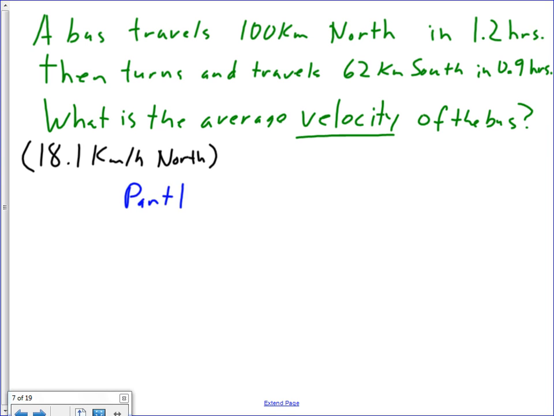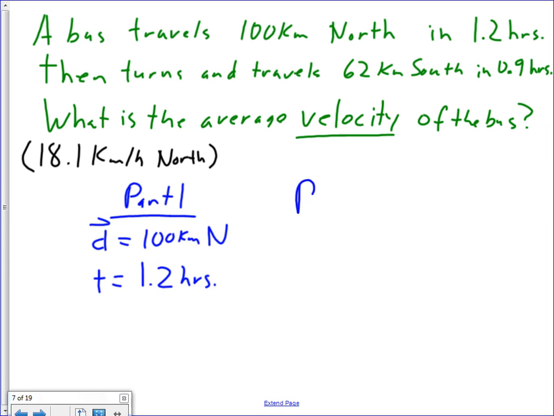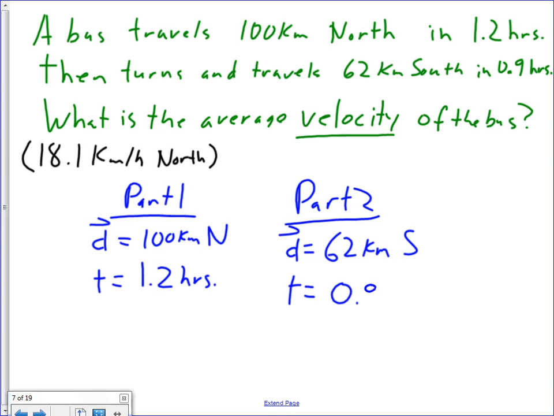So I'm going to write that down as my givens. For part 1, I know that the bus has a displacement, this time, not a distance, of 100 kilometers north, and I know that it takes 1.2 hours to do that. For part 2, the displacement is 62 kilometers south, and it takes 0.9 hours to do that.